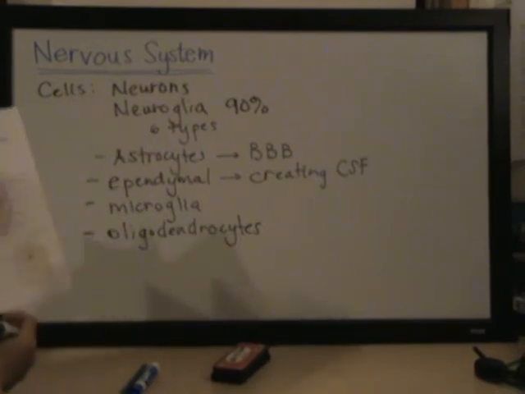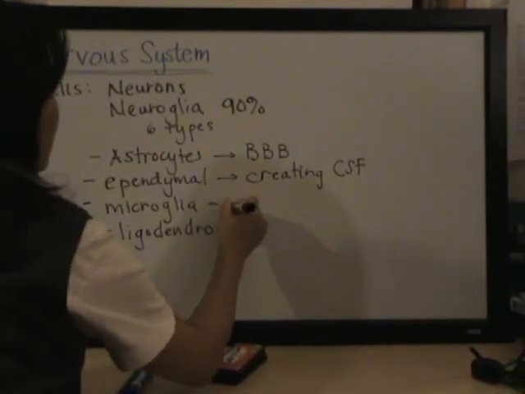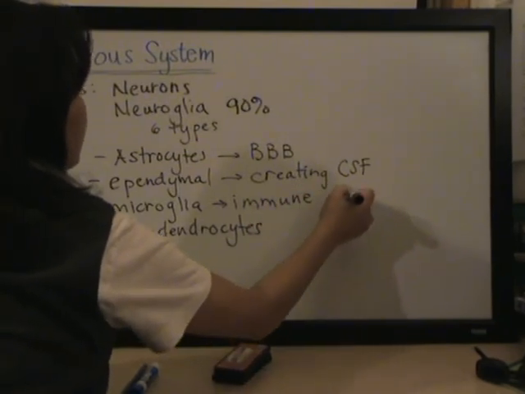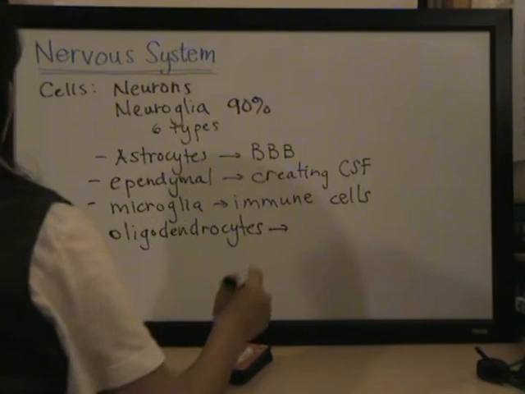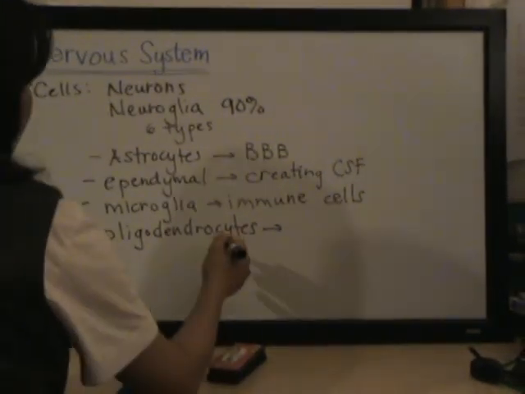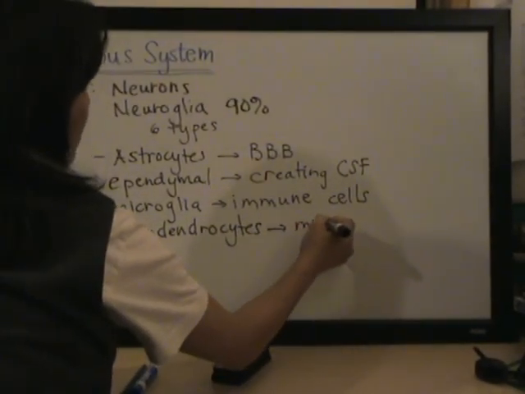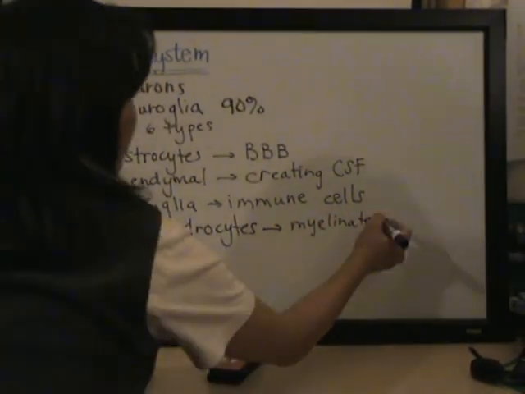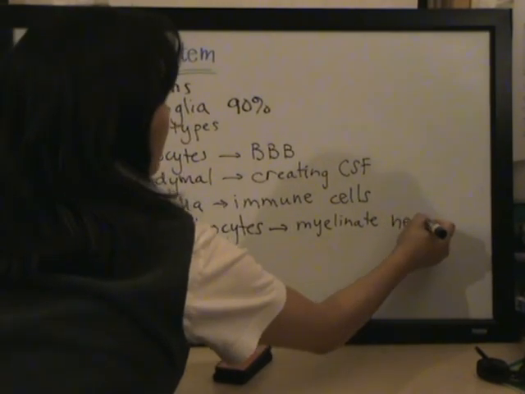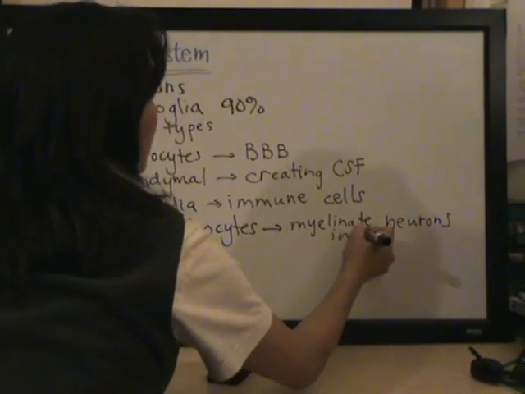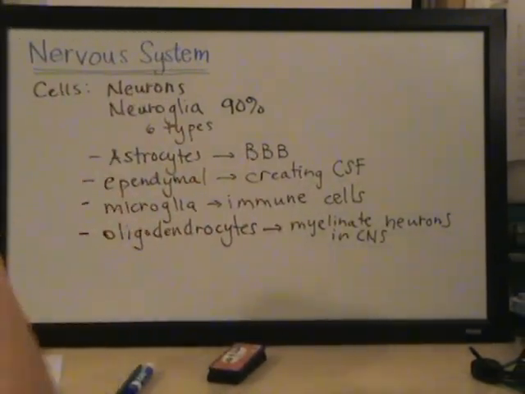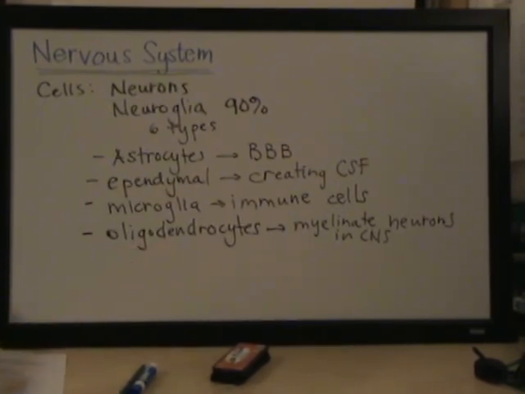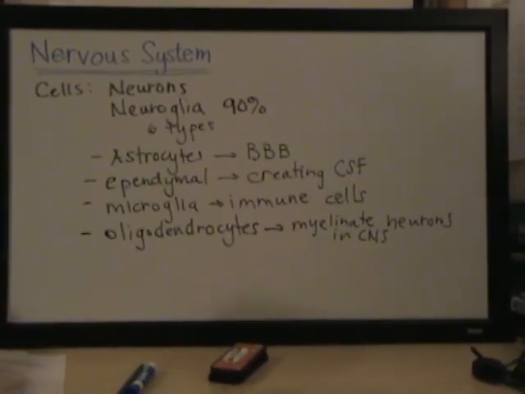The microglial cells are specialized immune cells found within the nervous system. And then the oligodendrocytes are cells that myelinate neurons in the central nervous system. There's another type of neuroglia called the neurolemmacyte, or the Schwann cells, found in the peripheral nervous system that myelinate the neurons out there.